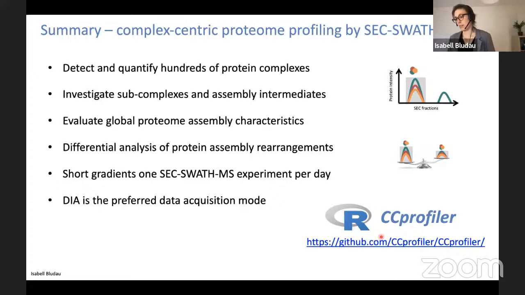I would definitely go for longer gradients than 30 minutes, just to make sure that you actually cover enough proteins.